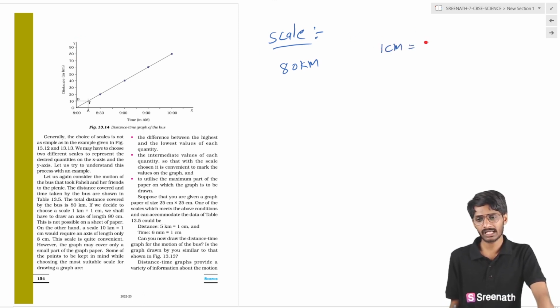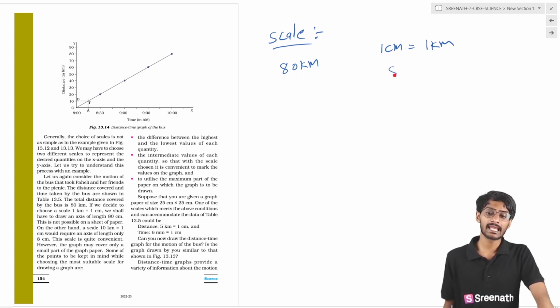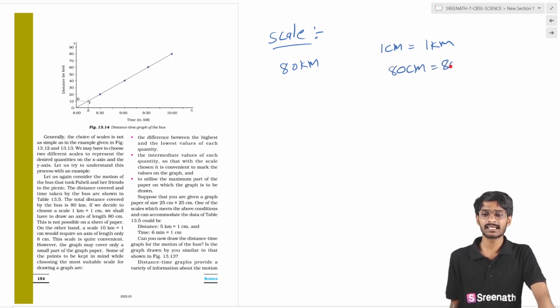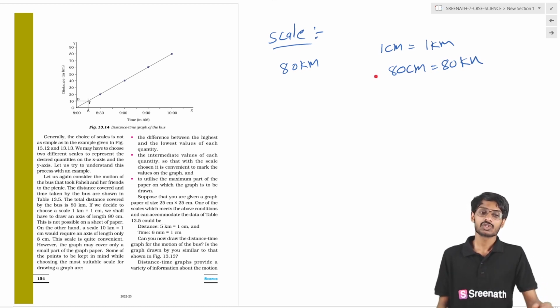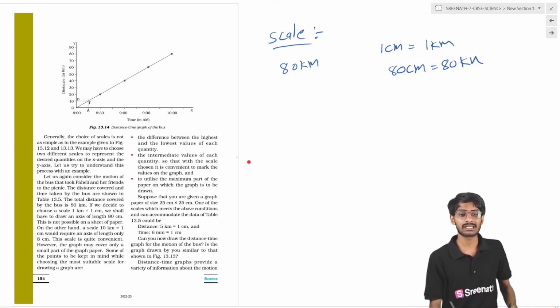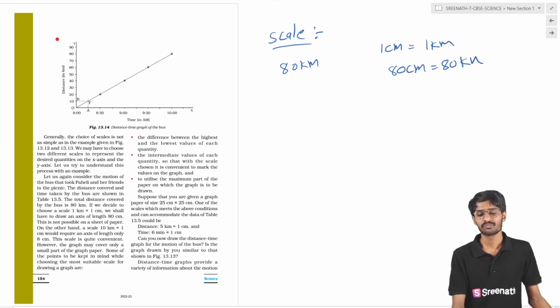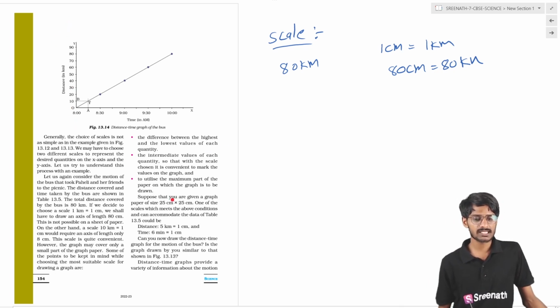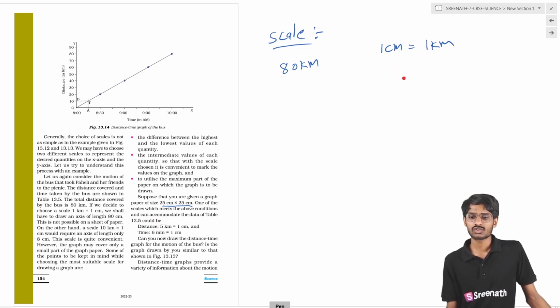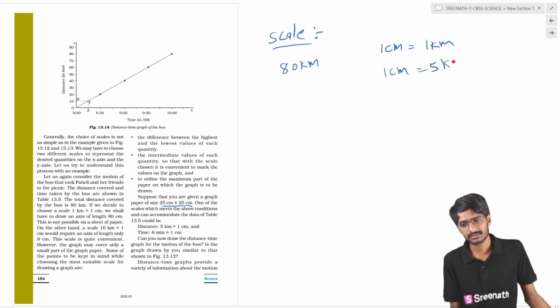If you take 1 centimeter equal to 1 kilometer, then 80 kilometers is at 80 centimeters. It will take so long, and the graph paper is not big enough. Basically our graph paper is the size of 25 centimeters by 25 centimeters. So we have to change the scale. The simple way is you can take 1 centimeter equal to 5 kilometers.